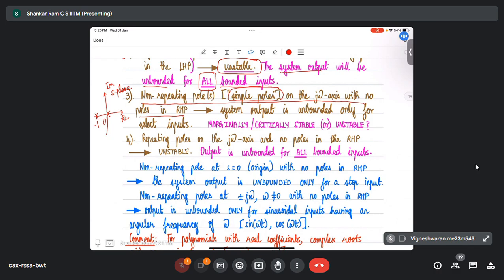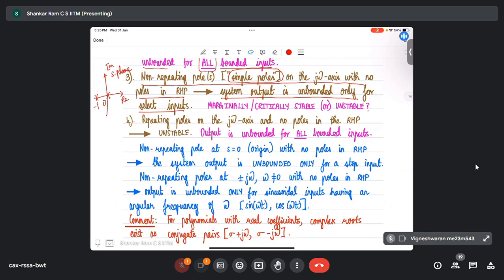If you have non-repeating or simple poles on the j omega axis with no poles in the RHP, the system output is unbounded only for select inputs. So what are these select inputs? We just saw that. When we have a non-repeating pole at the origin, the system output is unbounded only for a step input. If you have u of t equals 1, the system output is unbounded. For any other bounded input, like sine omega t or cos omega t, the system output is bounded. That's what we saw through the example.